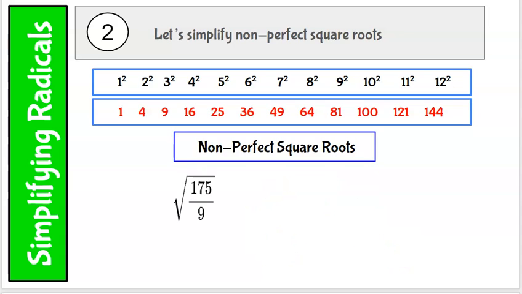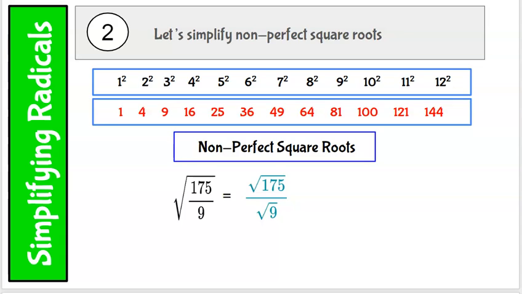Let's try another one. Oh, another fraction. All right, so let's use that rule of quotients. Let's separate those out first. Whenever we do that, we're going to look at what we have on the top, 175. Well, we only go to 144 at 12 squared. If you do 13 squared, you're only going to come up to 169, real close to 175.